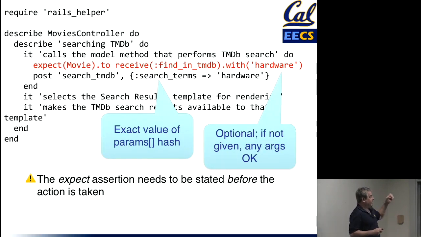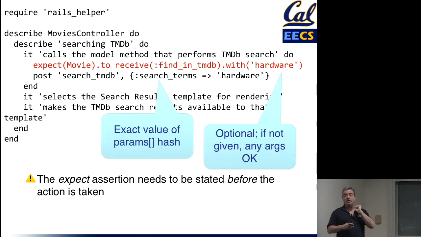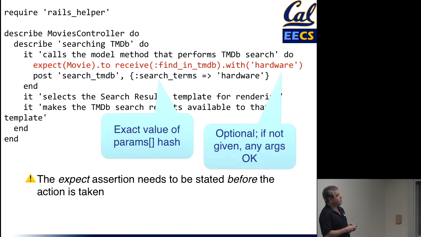Because you can almost think of this as setting up a precondition that we're going to spy on that function. Later, when we talk about JavaScript and the way that you do some of these same things in Jasmine, which is the JavaScript testing framework, they actually have a term called a spy. And what you do is you create a spy, and you alias the spy to the thing that you want to see called. Now, keep in mind that the only thing this controller method is going to be responsible for doing is calling find in TMDB.